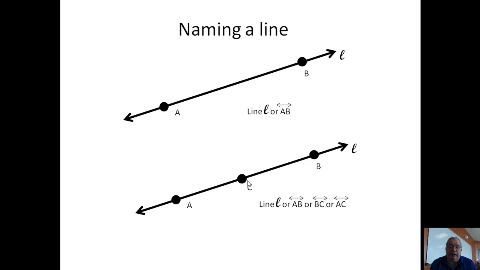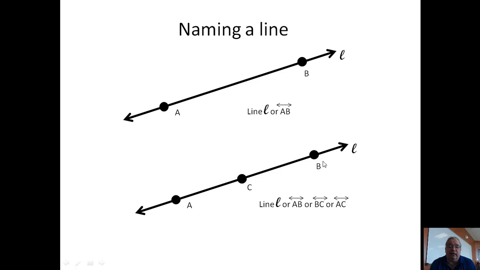If I put a 3rd point on here, I can use any 2 points. Never use 3 points. It will be counted wrong if you use 3 points. You can't say line ABC or line ACB. You only can use 2 points. So line AB is one correct answer. Line BC is another correct answer. Line AC is a 3rd correct answer. And you could even switch the order. I could say line CA, line CB, line BA. The order does not matter.